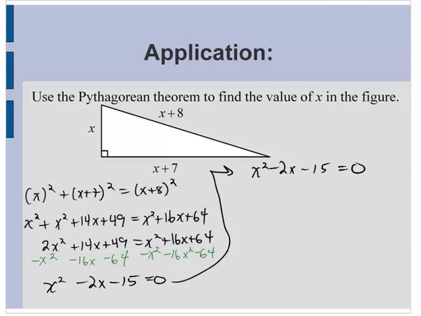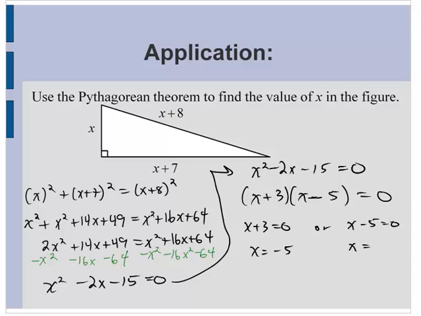Alright, so this is the simpler trinomial case, and so we just need a pair of numbers that multiplies to negative 15 and adds to negative 2. And so I know I'd have a 3 and a 5. And it would be a plus 3 and a minus 5. So then x plus 3 is 0, which implies that x is negative 3. Or x minus 5 equals 0, which implies that x equals 5.